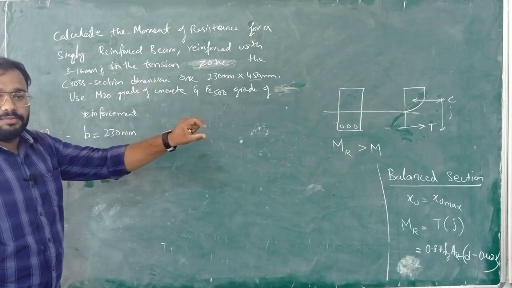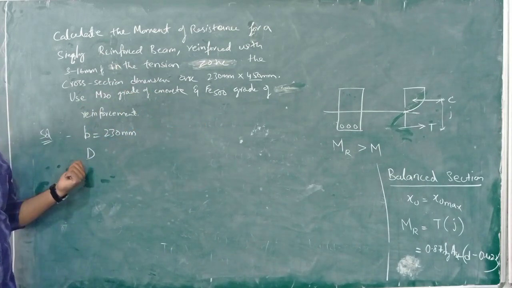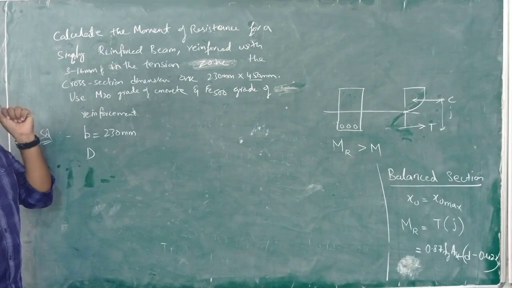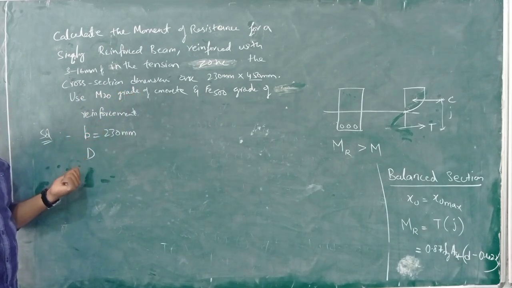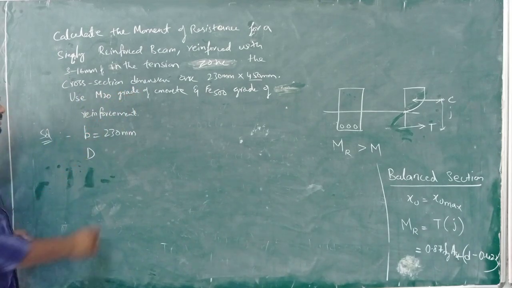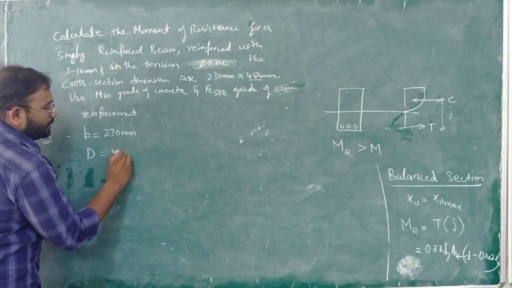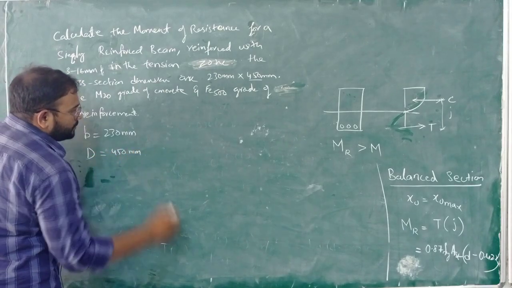Solution. First you see what are the quantities which are given to you. First, you have the breadth of the beam, which is 230 mm. 230 mm is the breadth of the beam given.